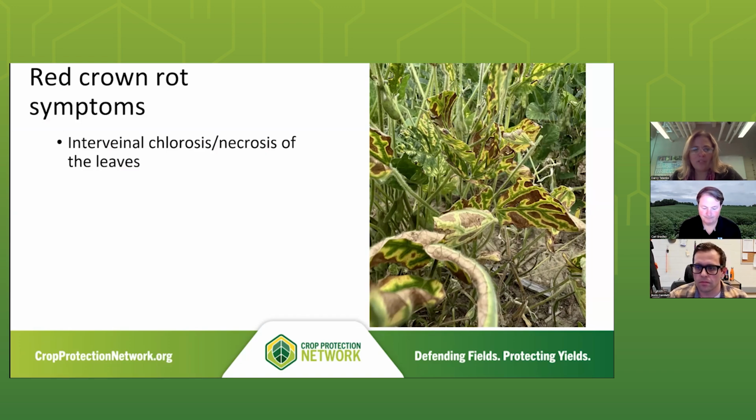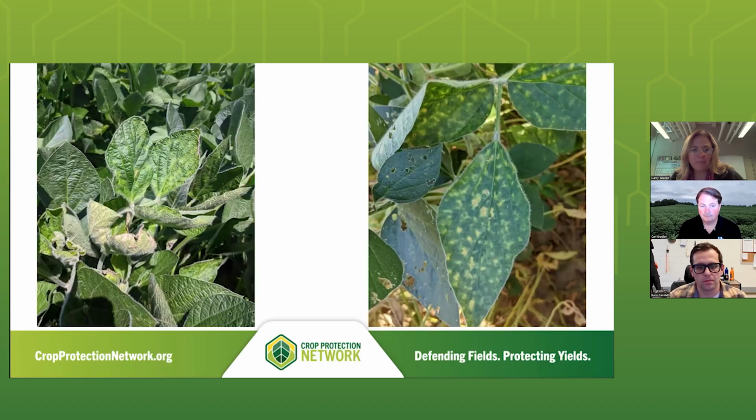Right. In addition to the red discoloration, as the soybeans reach reproductive stages, we can begin to see some foliar symptoms. It has a generalized interveinal chlorosis and necrosis of the leaves that can look like other diseases, but we'll walk you through some of the symptoms that we've seen as they progress in the season.